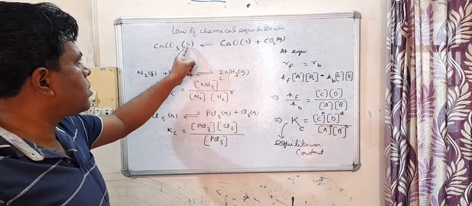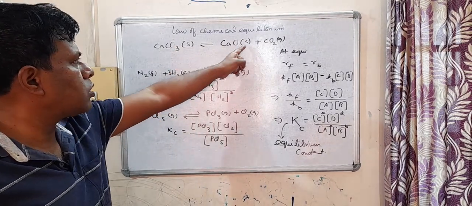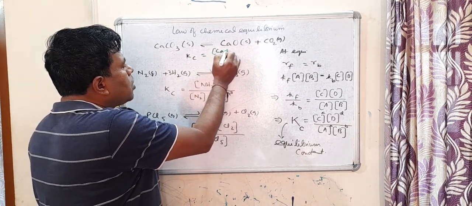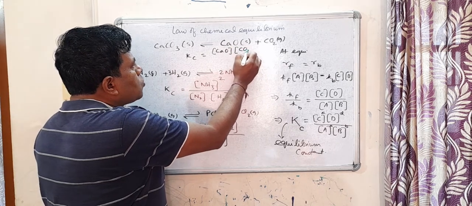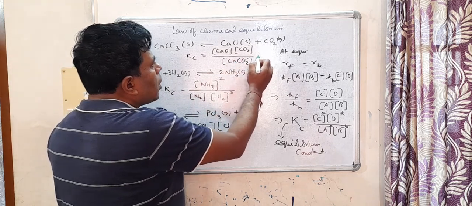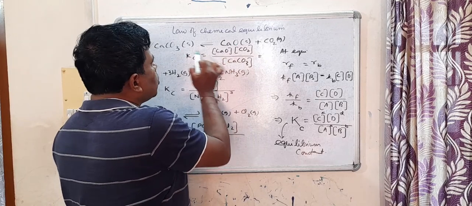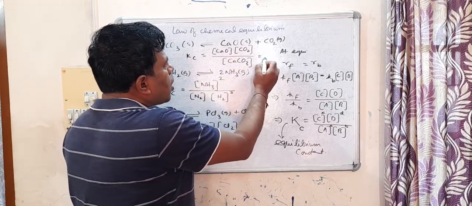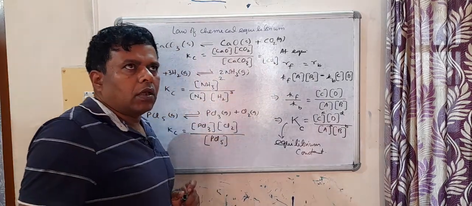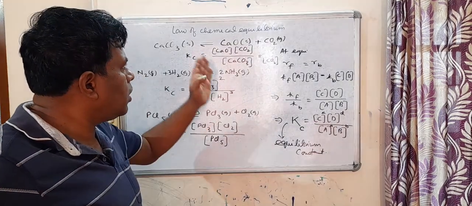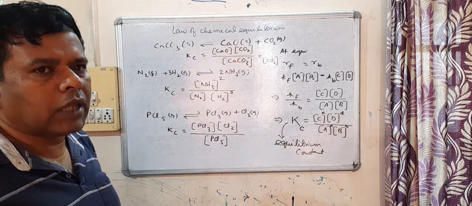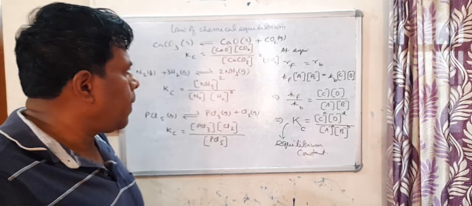Say for this equilibrium where we have one solid reactant and one solid product, Kc will be molar concentration of CaO times molar concentration of CO2 divided by molar concentration of CaCO3. Since these are solids, their values will be equal to 1. So ultimately Kc will be the molar concentration of CO2. If there is some component in the equilibrium which is liquid, for that also we have to take the value 1.